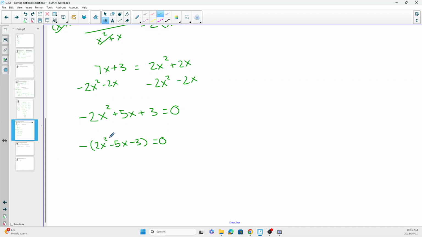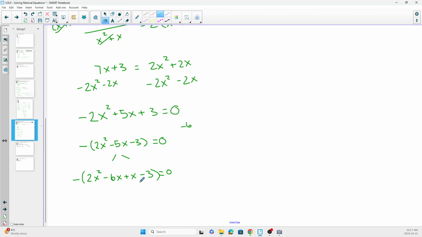I like decomposition. So 2 times negative 3 is negative 6. So I need to split this negative 5x up into two numbers that add to negative 5 and multiply to negative 6. And that would be negative 6 plus 1. So I'm going to do 2x squared minus 6x plus x minus 3. I've not changed anything. Negative 6x plus x is negative 5x, and that is equal to 0. And this is all in brackets with that negative out in front.